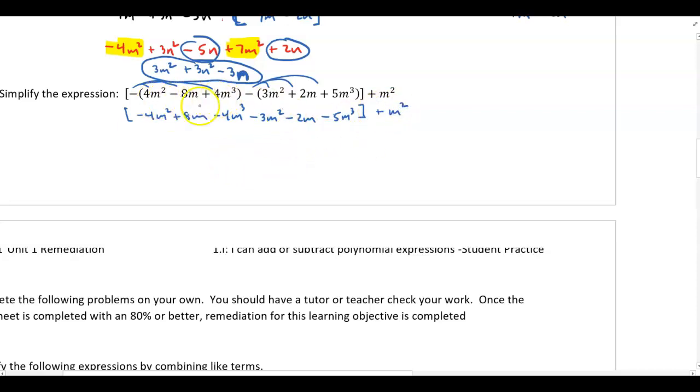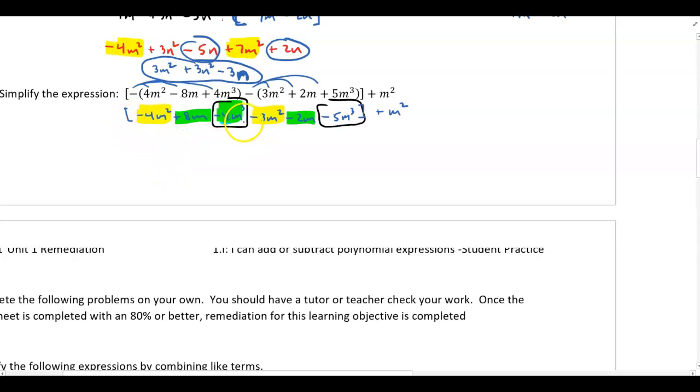Now, once I do that, I'm going to combine like terms inside here. Negative 4m squared, negative 3m squared. I have 8m, negative 2m. Then I have negative 4m to the third. It's supposed to be blue. Okay, so I'll just box this. So negative 4m to the third goes with negative 5m to the third. So right now in this box, once I combine like terms, I can drop the brackets.